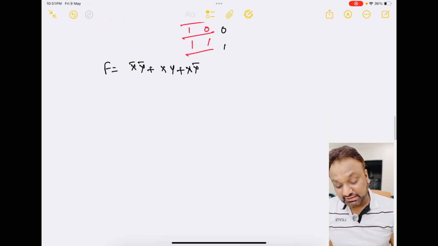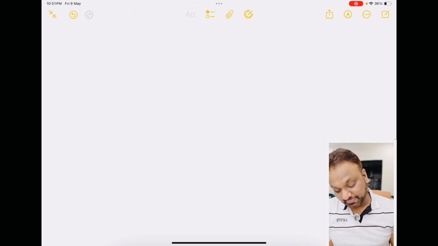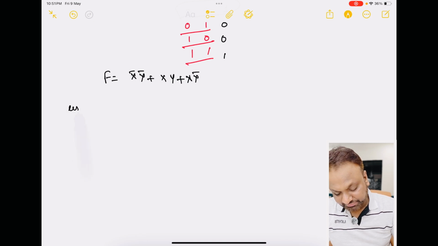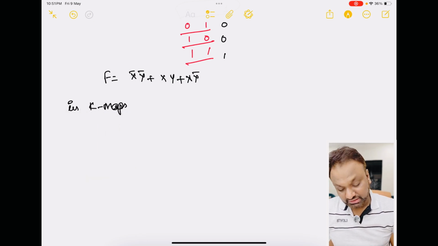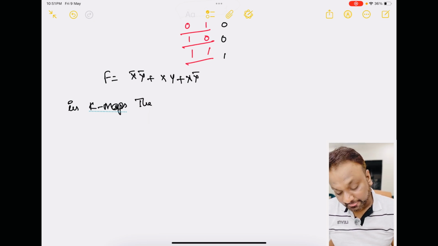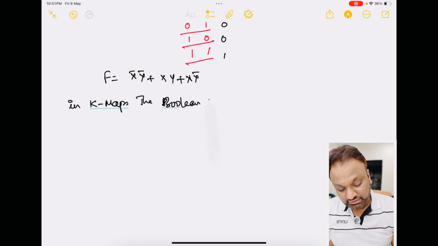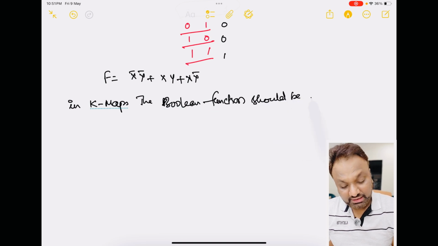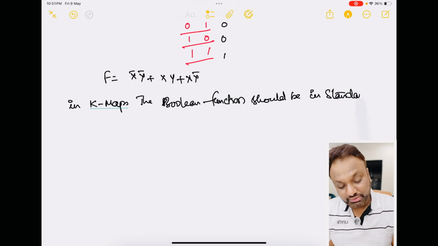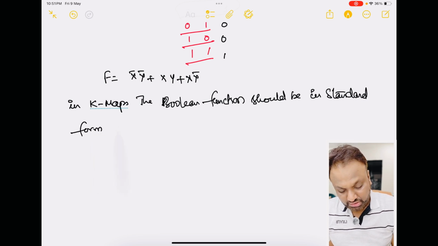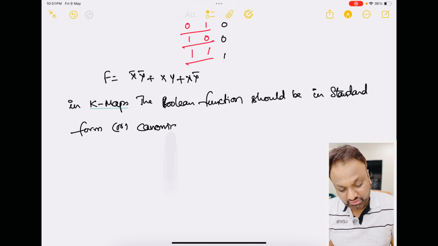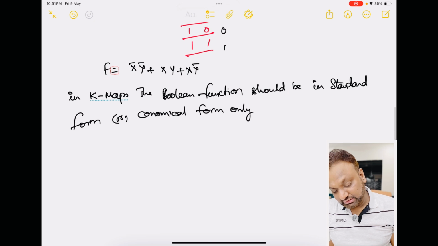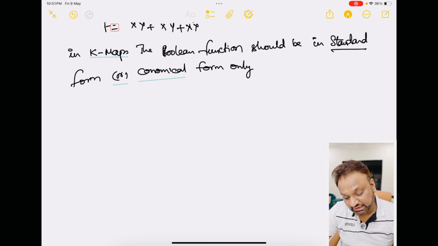And another thing is, in KMaps the equation or the Boolean function should be in standard form or canonical form only. So what is this standard form or canonical form?